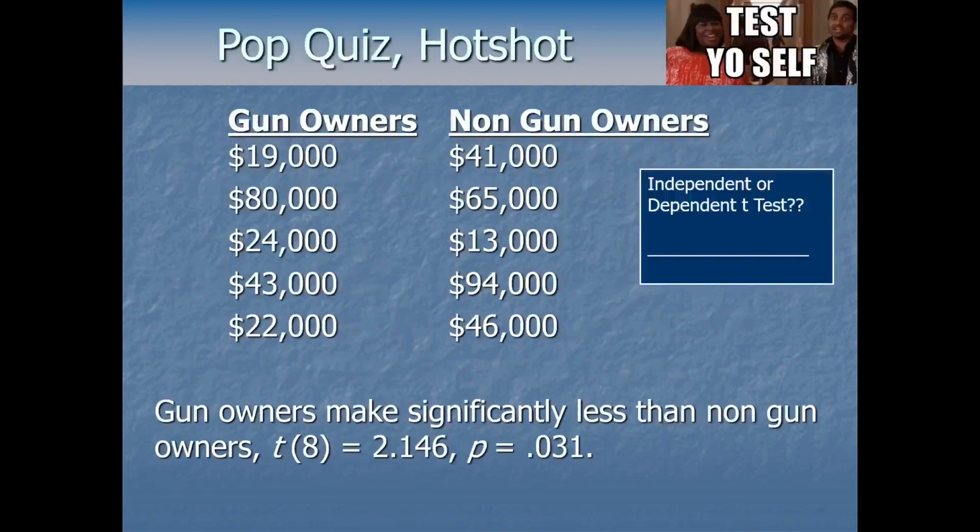Now, before we move on to ANOVA in the next video, how about a quick pop quiz just to practice this stuff? So imagine I'm comparing gun owners to non-gun owners in terms of their income. And I find that gun owners make significantly less. This is just made up, by the way. The question is, is this an independent samples t-test I ran or a dependent samples t-test? Pause and guess before you unpause. So this one is an independent samples t-test since these are distinct groups of people that we're comparing.